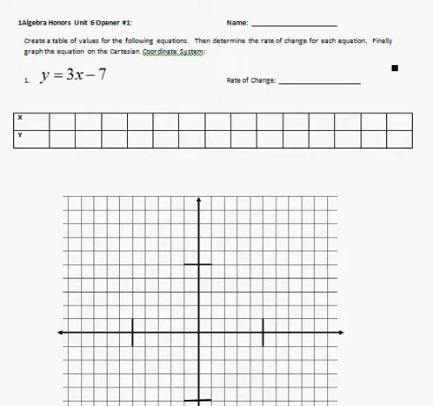Create a table of values for the following equations. Then determine the rate of change for each equation. Finally, graph the equation on the Cartesian coordinate system.